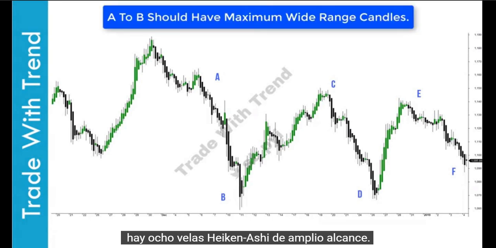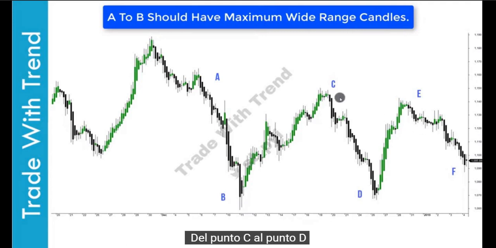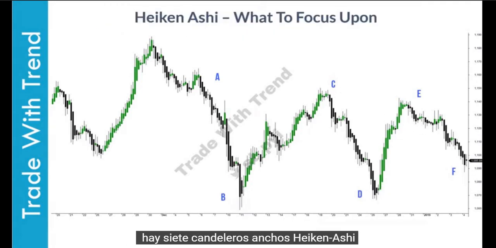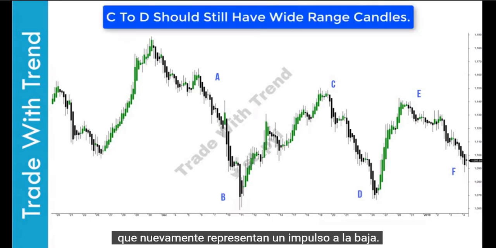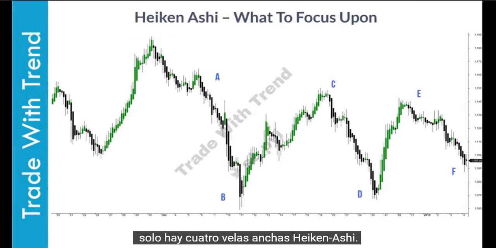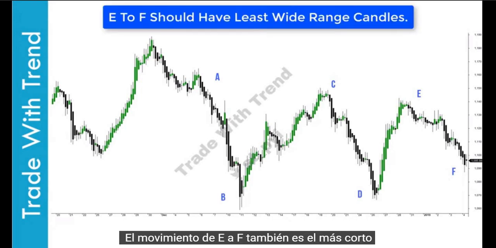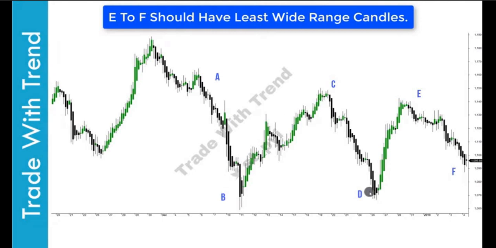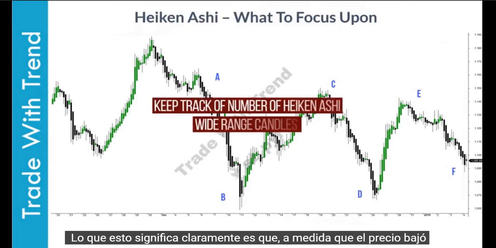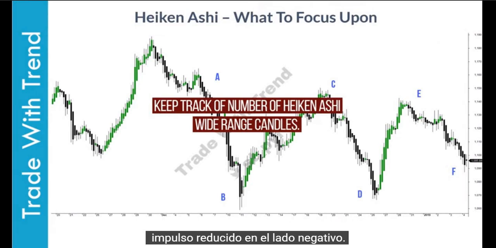are wide in range. This represents strong downtrend in the market. From the point C to D, there are 7 wide Heiken Ashi candlesticks which again represent momentum on the downside. But when you look at move from E to F, there are only 4 wide Heiken Ashi candles. The move from E to F is also the shortest when you compare it with A to B and C to D. What this clearly signifies is that as price moved lower, momentum reduced on the downside.